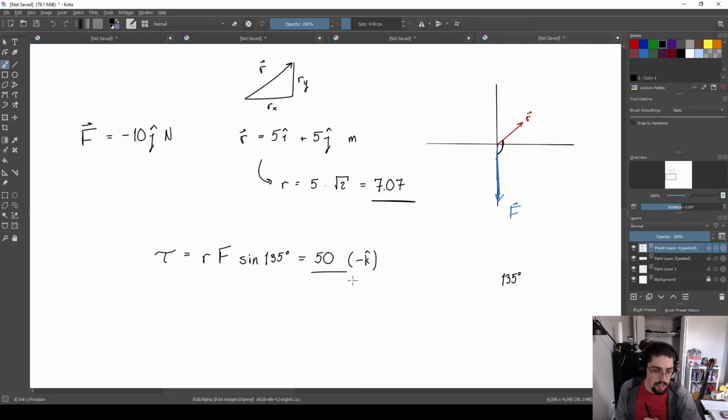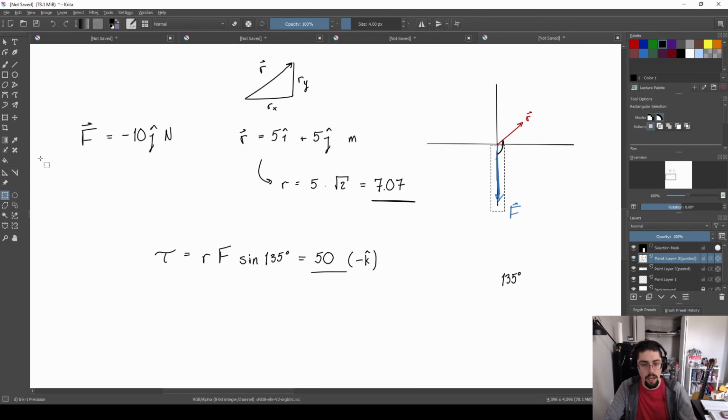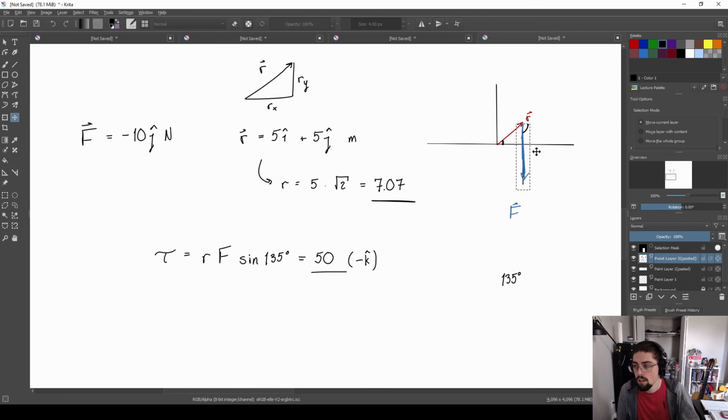We have found the quantity, then we have to determine whether it's going to be positive or negative by whether it is turning clockwise or counterclockwise. I see this thing turning clockwise. I think the easiest way to do this is to take the F vector and move it over like this. Put it right here. Can we all agree that that force acting on that radius is turning that thing clockwise? I would think so here.